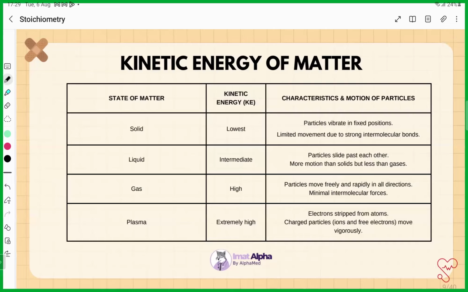So we're going to speak about the kinetic energy in the states. In relation to the states, the solid has the lowest kinetic energy because, as we said, the particles are so close to each other, so they don't move, and when they don't move, there's no velocity exerted. Liquid has an intermediate kinetic energy because particles might collide with each other and might not, so it just depends. Gas has super high kinetic energy because the particles are freely moving. And plasma is extremely high because there are ions.